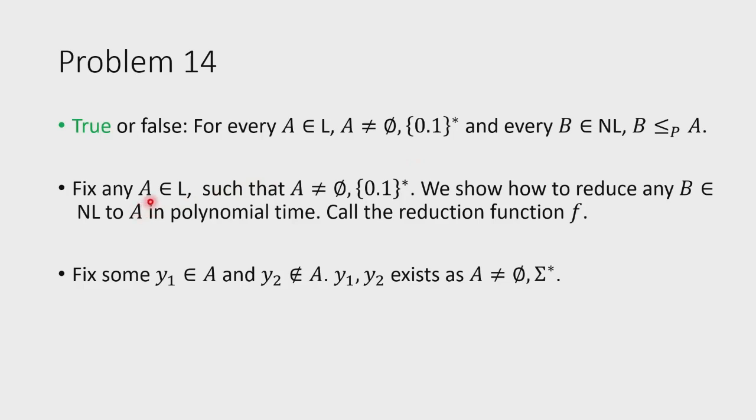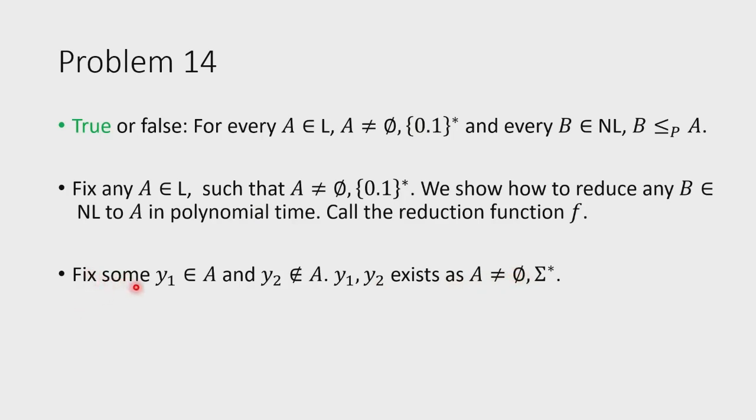And the reason is the following. Fix any A in L so that A is not the empty set or the universal set. What we'll do is show how to reduce any B in NL to A in polynomial time, and we'll call this reduction function f. So we'll construct this f. Now the assumption that A is not equal to the empty set or the universal language is crucial for this step of the proof.